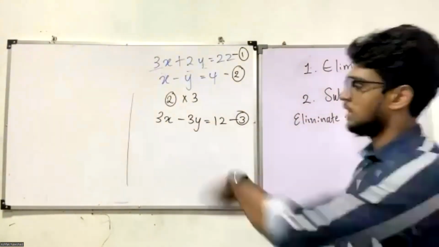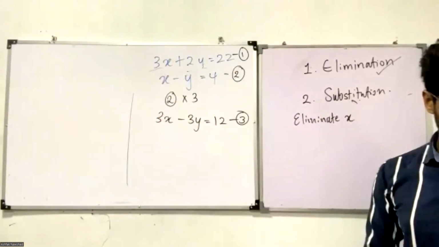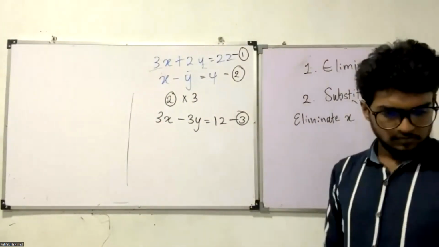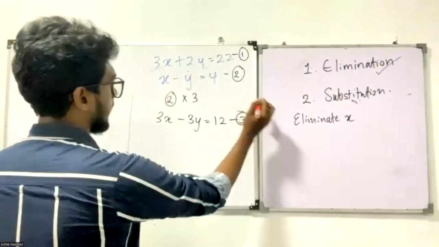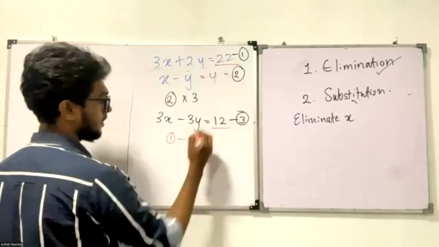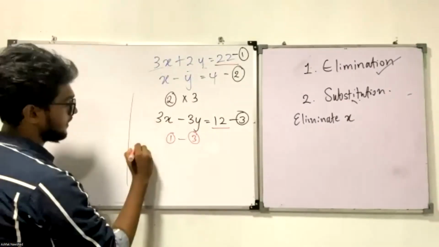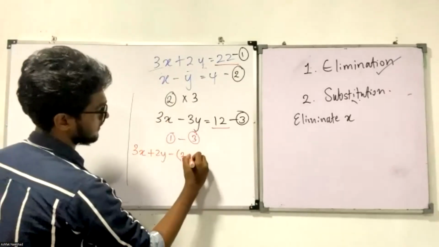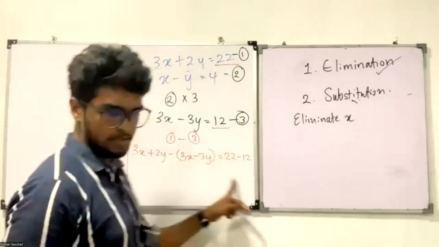Now, let me know, the coefficients are equal for x. What about the signs? The signs are same. So if the signs are same, we'll subtract. I'll subtract the smaller part from the larger part. 1 minus 3. So 1 minus 3 is 3x plus 2y minus 3x minus 3y is equal to 22 minus 12. Is this clear?